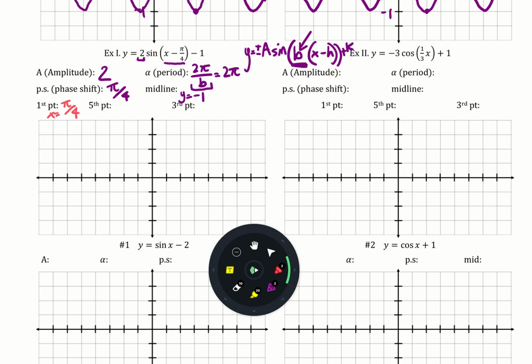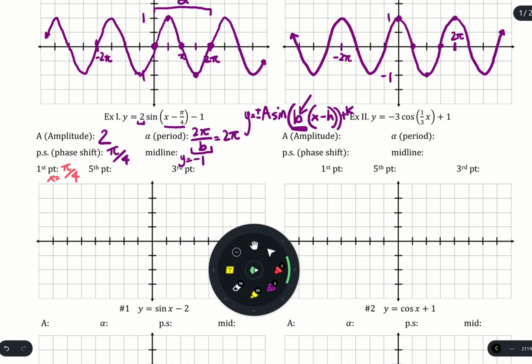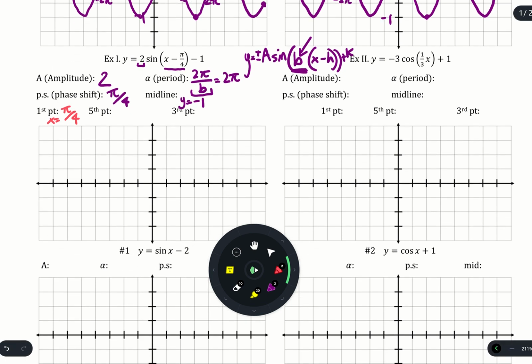Now, because we're moving this whole graph over, if you think about our original sine graph, if you were to move the whole graph over pi over 4, that means the first point is going to change. The third point, the fifth point, the second point, and the fourth point are all going to change. All of the points are going to shift over pi over 4. So to find where the cycle ends, do your phase shift plus the period. That's going to be where the cycle ends.